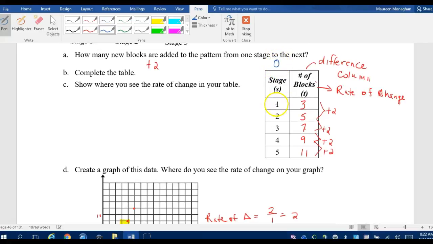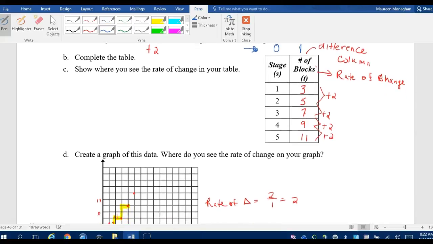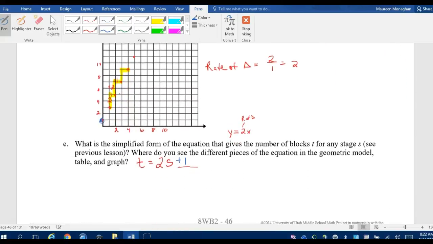Well, if we went back 1, we would have to go back 2, and that would end up at 1. So this is another way we can find the number that you add or subtract on the end of the equation. Okay?